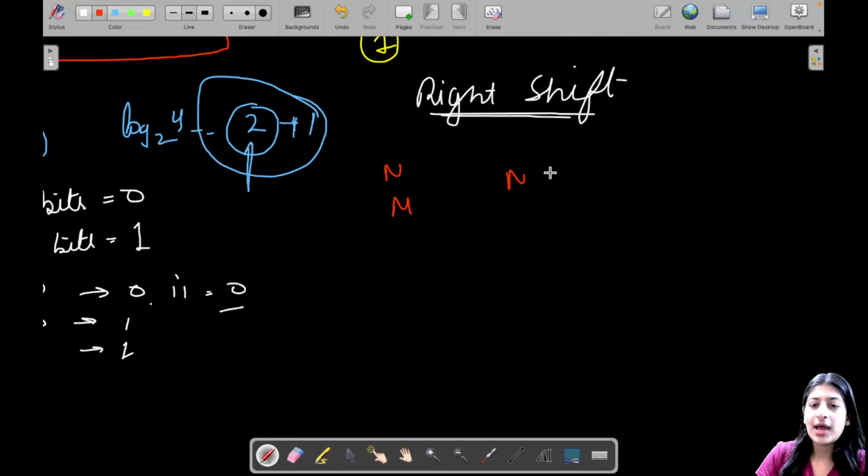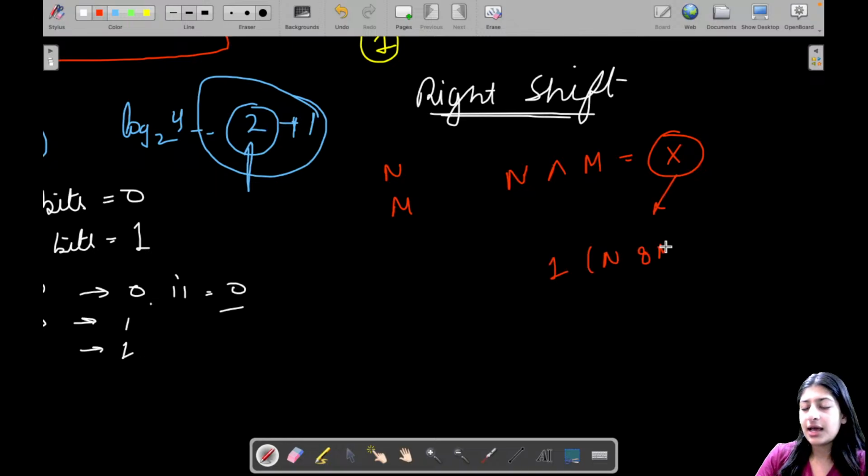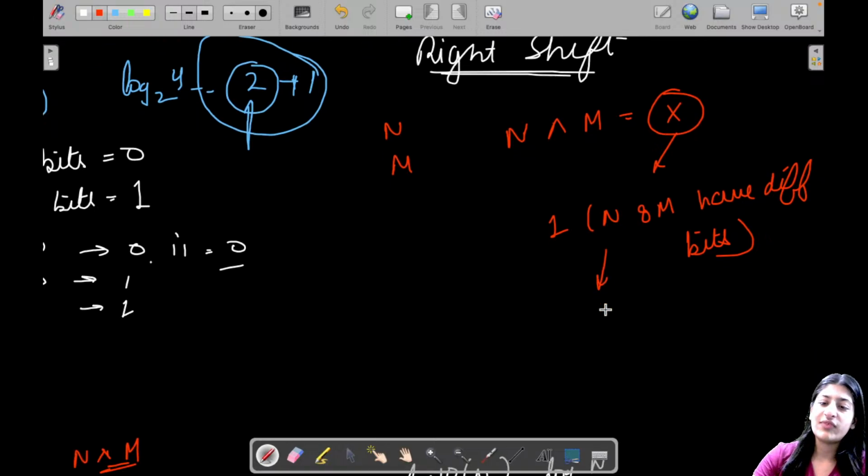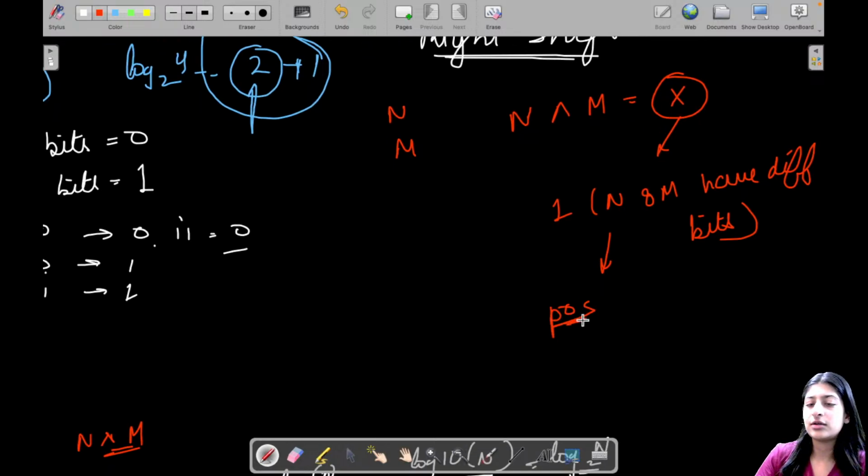Okay, you do n XOR with m, so you get a number, let's say x. Now x will contain 1 only at that position where n and m have different bits, correct? Okay, so your task comes down to finding which position that 1 is present when I start from the rightmost index.